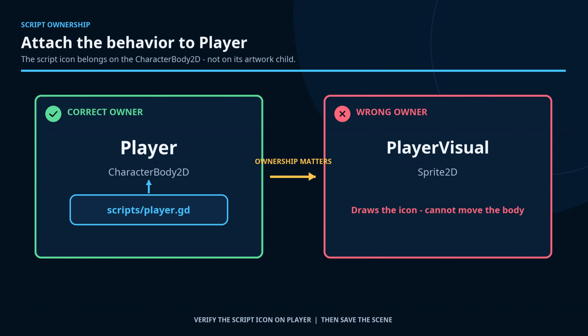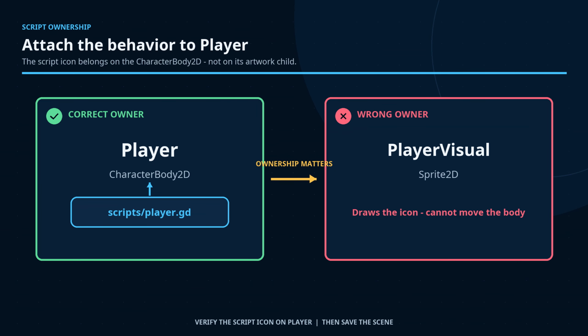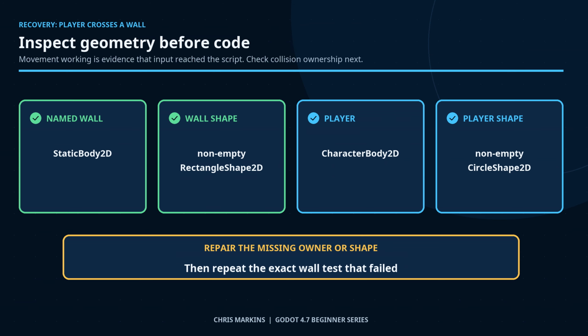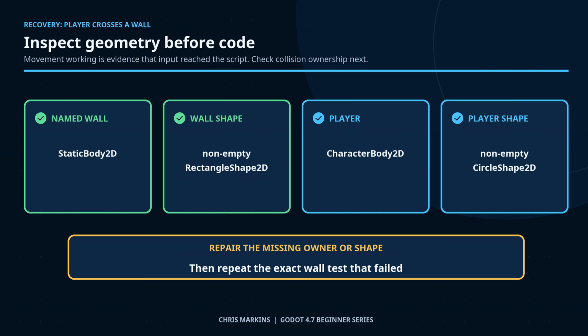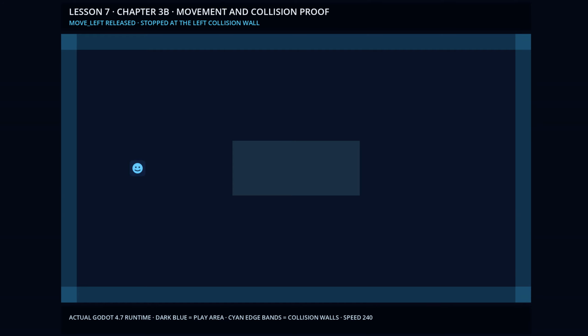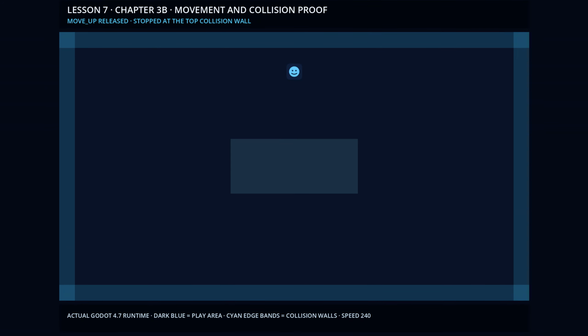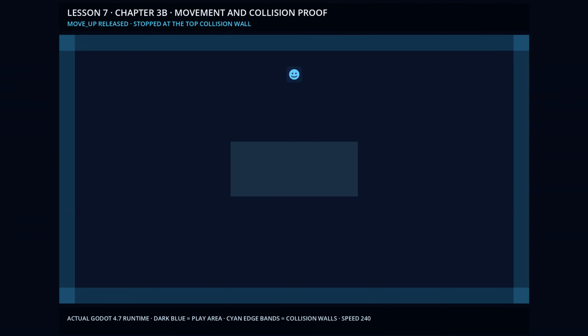If movement works but the player crosses a wall, inspect geometry before code. Confirm the named wall directly owns its collision shape 2D and a non-empty rectangle resource. Confirm player owns player shape and its circle resource. Repair the missing ownership or shape, then repeat that exact wall test.